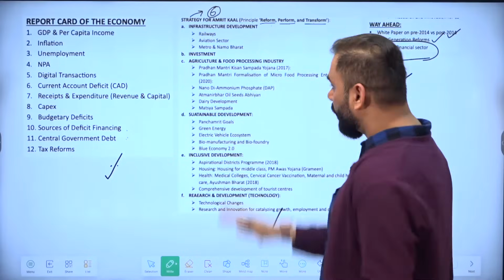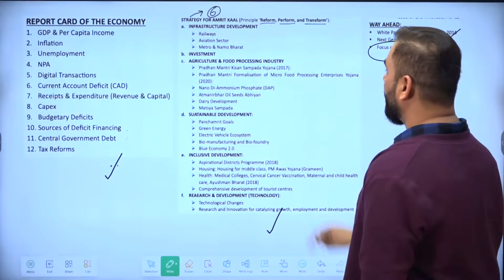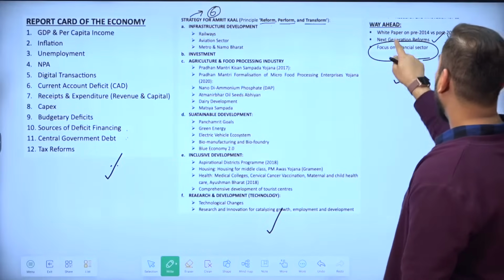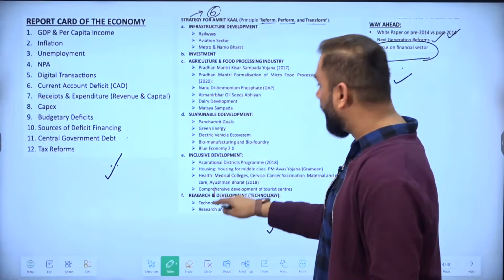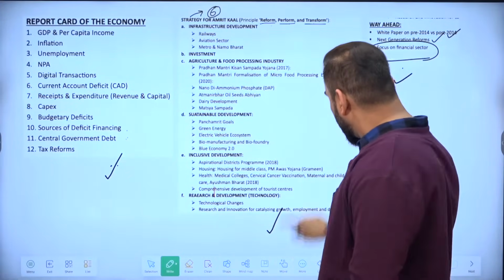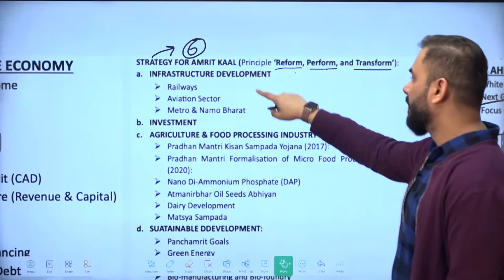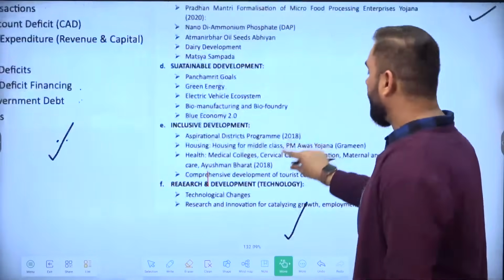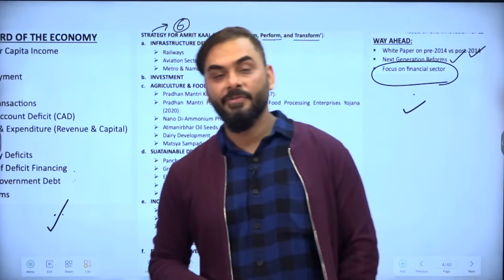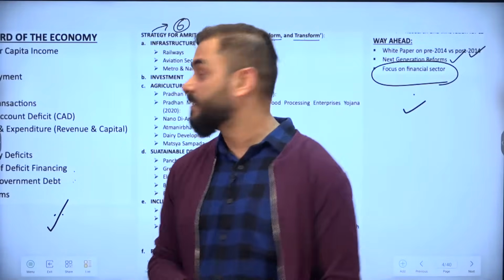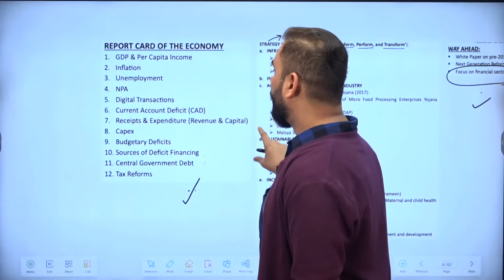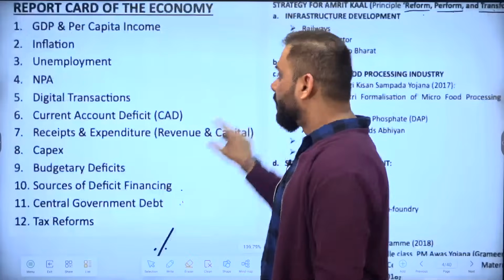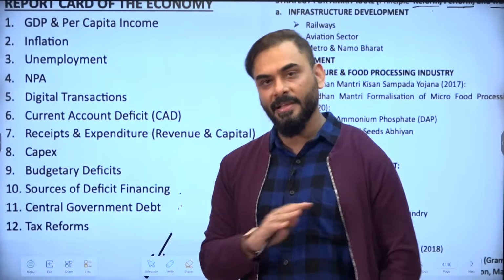The second part will be more exhaustive because it talks about the strategy for Amrit Kaal, where we are going to do the 6 strategies. We have to do it for UPSC purposes, and next part is way ahead. And it is in this part, the strategy for Amrit Kaal, which talks about infrastructure investment, agriculture, sustainable development, inclusive development, and research and development. It is in this part that we have to focus for both prelims and mains. In the part which we have done so far, 99% focus was prelims. So if you could revise it very quickly, I think it will help you.